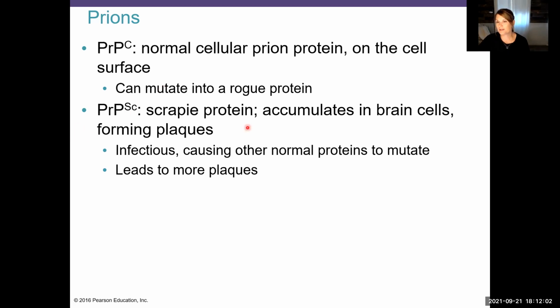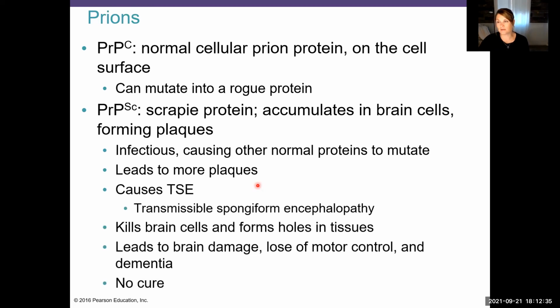All right, so this accumulates in your brain cells and it forms plaques. Just like we talked about plaques on those bacteriophage plates, same idea, sort of holes in the tissue there. So it creates a sort of spongy looking brain tissue. It's infectious, which means it can be passed to the next normal protein and the next normal protein. So one scrapie protein can induce the normal neighbor protein to become a scrapie protein. So it's infectious in that way, which leads to more plaques. It can spread pretty quickly to all the normal cellular prion proteins in your brain.